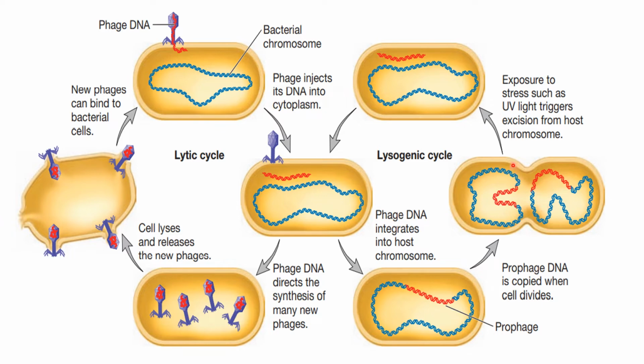Now, after many generations, because of some stress or some type of trigger, the viral DNA will come out of the bacterial DNA. It could be UV light or it could be some other trigger. So at some point the viral DNA will come out of the bacterial DNA and will carry out the normal lytic cycle that you have seen before. So this is how the lysogenic cycle happens.